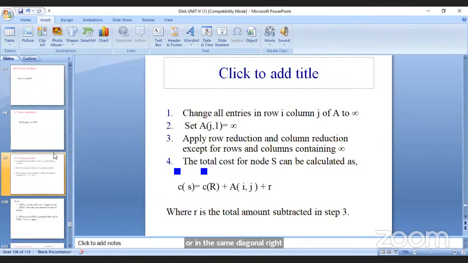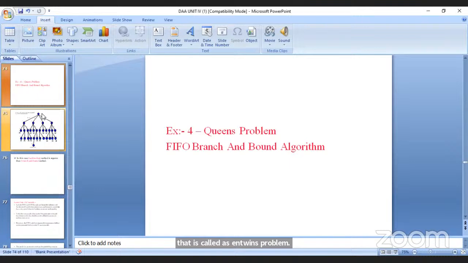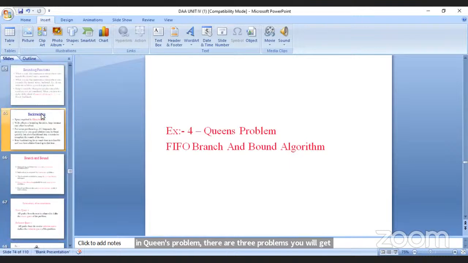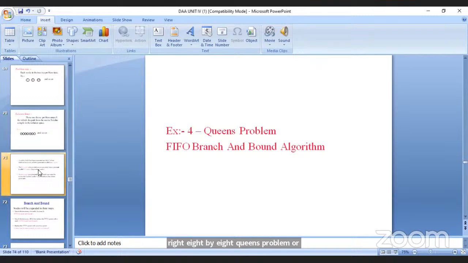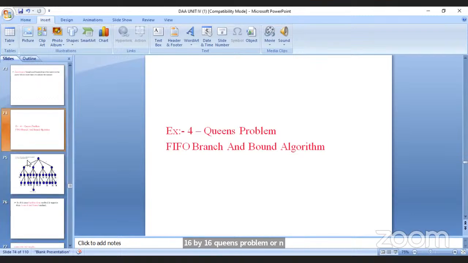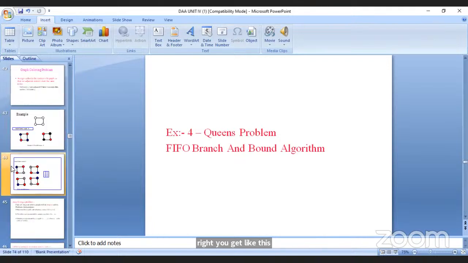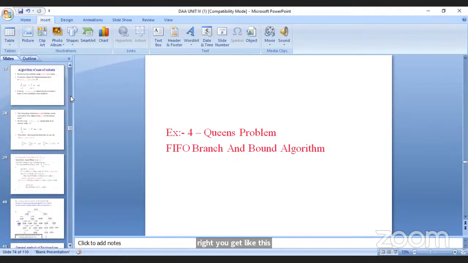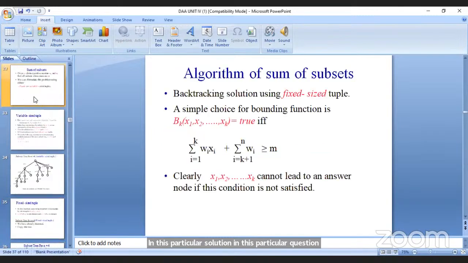So in n queens problem, there are 3 problems you will get: 4 by 4 queens problem, 8 by 8 queens problem, or 16 by 16 queens problem, or n queens problem, right? These are the different possibilities you will get in this particular question. Next, you have the next question, next possibility, next application. These are the different applications of backtracking.